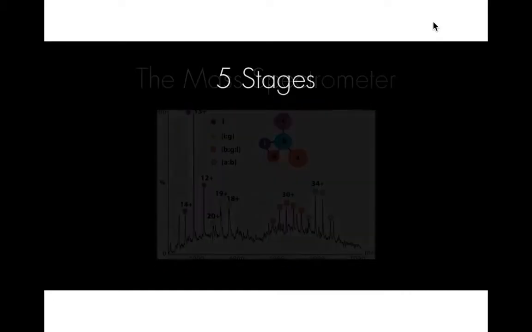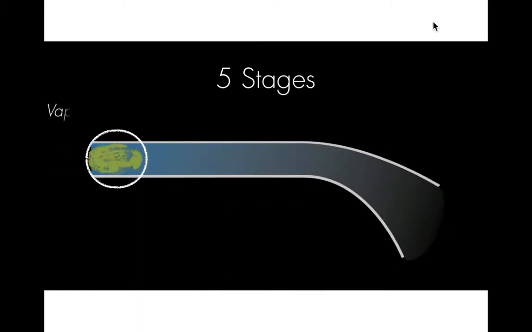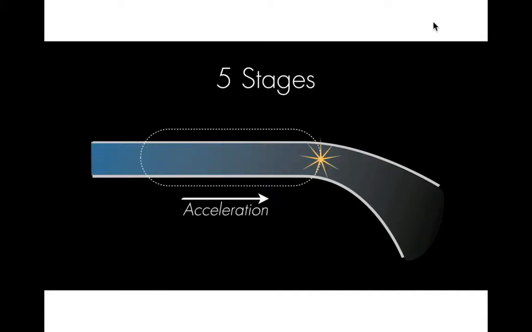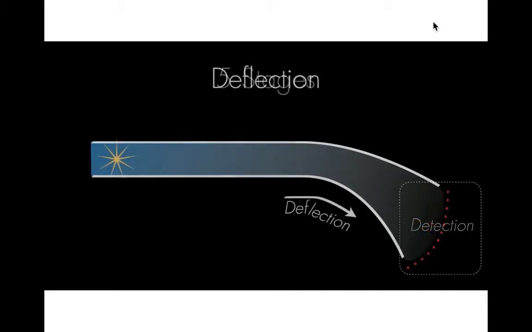A mass spectrometer works in 5 stages. First, the sample is vaporized. Then, it is ionized. Third, it is accelerated. Fourth, it is deflected. And fifth, it is detected. The deflection stage is the heart of the mass spectrometer.